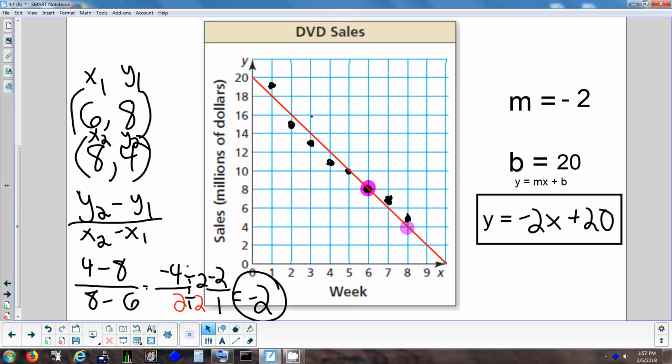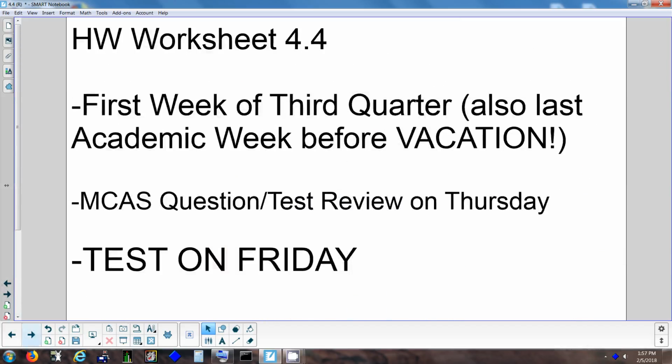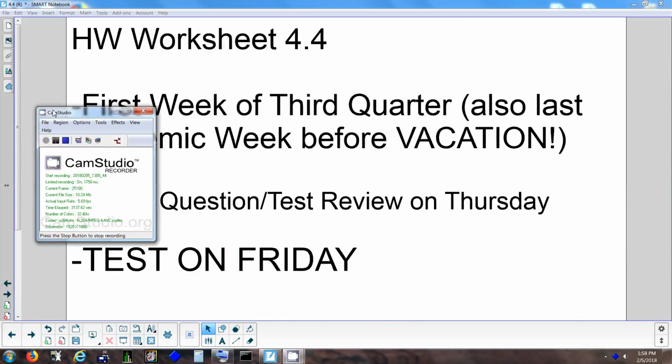As you guys are packing up, we're getting a little low on time here. Make sure you hold on to that sheet I gave you for the warm-up today. We'll do those questions as the warm-up for tomorrow at the end of the lesson. Like I told you guys, it's the first week of third quarter. Also, our last academic week before vacation. Remember, only two more days of new stuff this week. We're reviewing a new MCAS on Thursday. First test of third quarter on Friday.